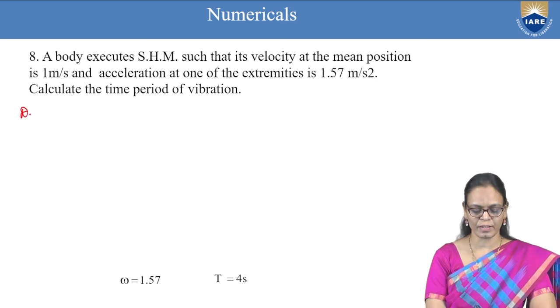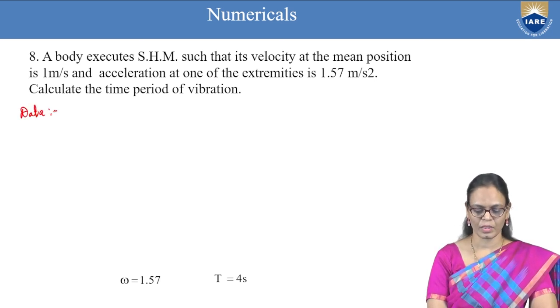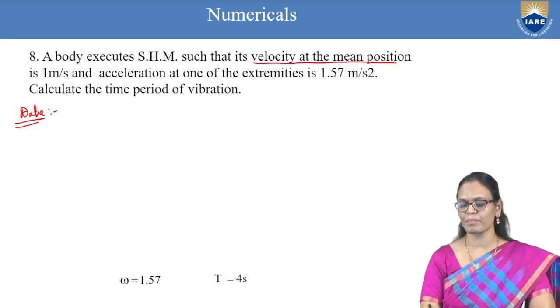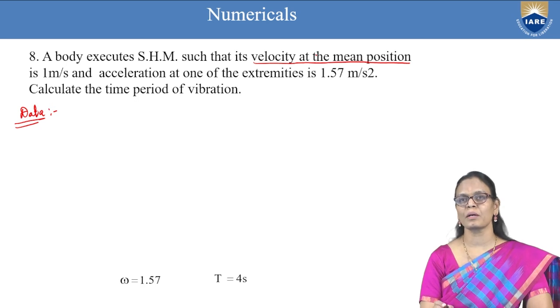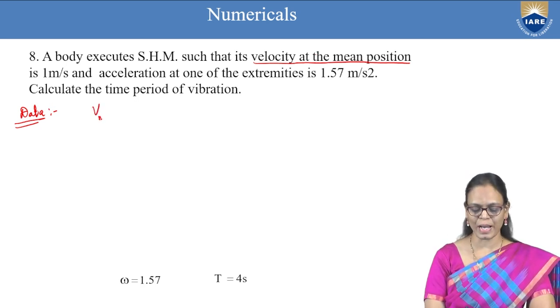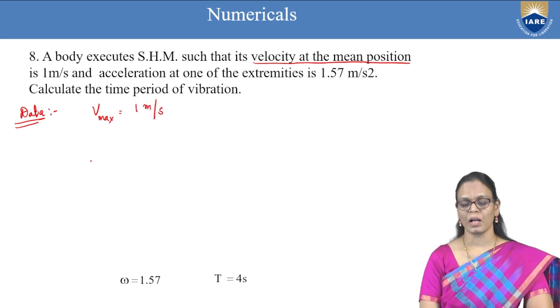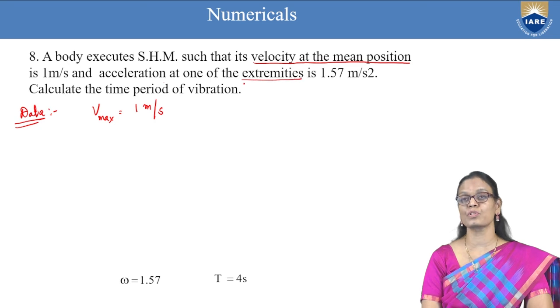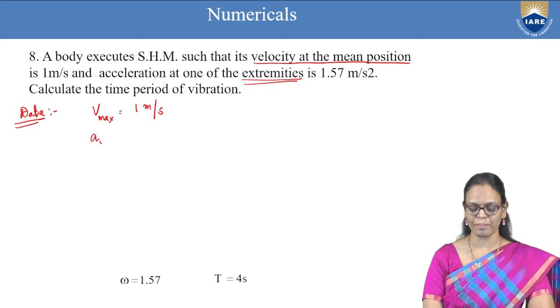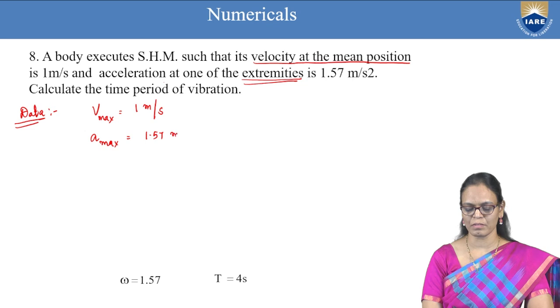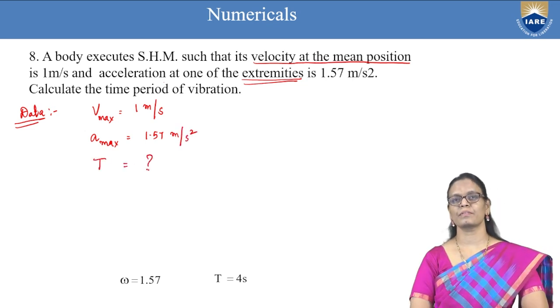So first I'll write the data. The velocity at the mean position, we have already discussed. So the velocity at the mean position is always the maximum velocity. So V max is 1 meter per second. And acceleration is at the extreme position. So at the extreme position, the acceleration is maximum. So A max is 1.57 meter per second square. We have to find the time period.